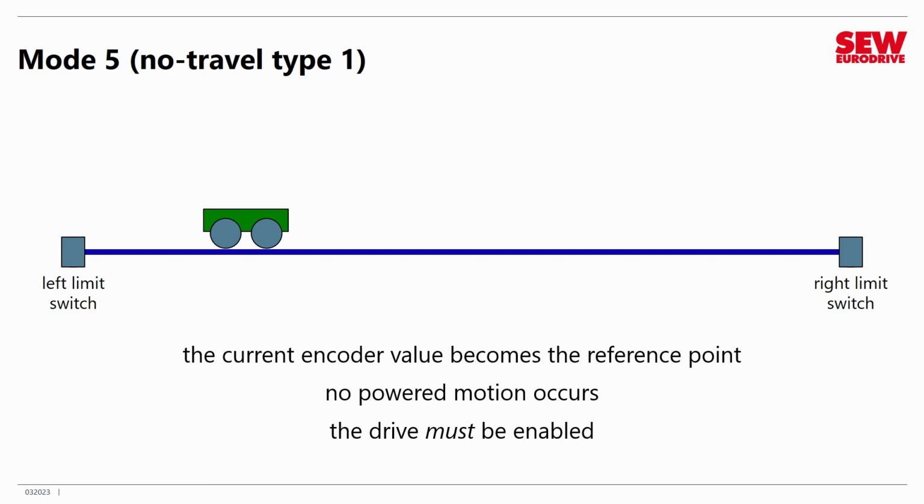There's no powered motion at all. So you simply say where I am now, that's it. However, the drive has to be enabled for this to work. You can't have a disabled drive. So here's what happens. Boom, I'm referenced.